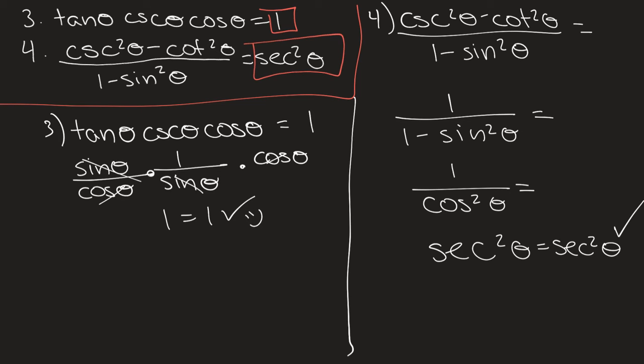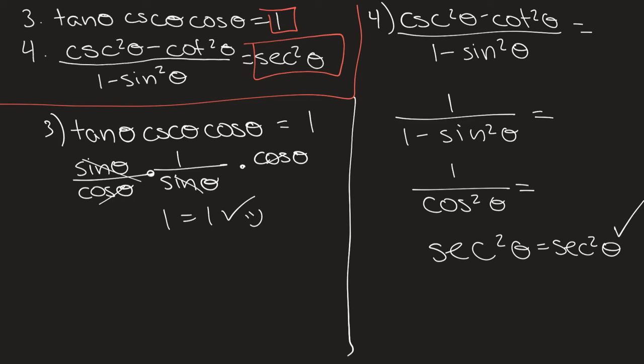And here are your answers for 3 and 4. So they seemed really daunting if you looked at them, but once you just broke them apart using those identities, in number 3, I just did those basic identities of the reciprocals and tangent turning into sine over cosine. And you saw that everything canceled through.